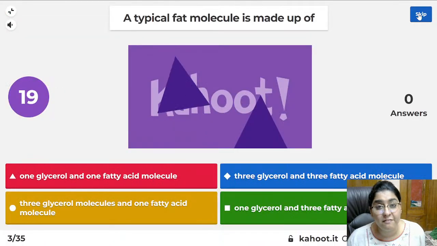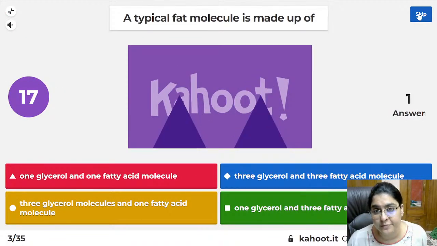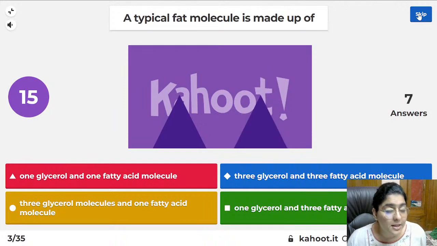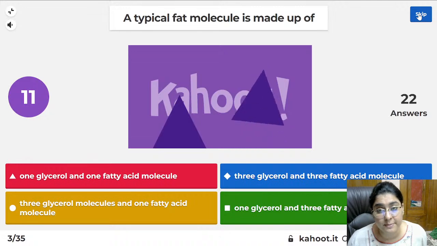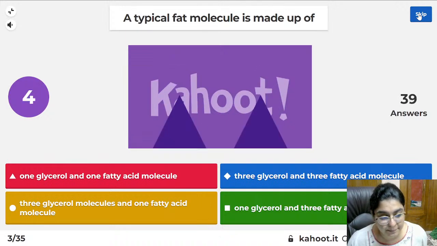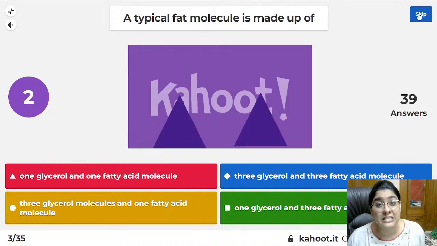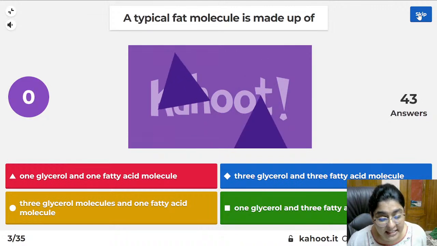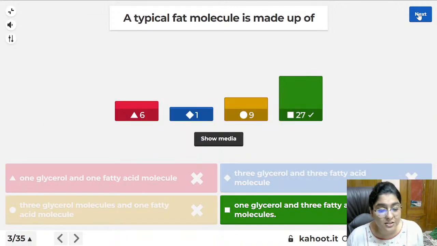A typical fat molecule. Fat is a lipid. We have different kinds of lipids. Simple lipid, a fatty acid is a simple lipid. A glycerol is a simple lipid. An oil is a simple lipid. Fats are also simple lipid. They are typically dash in nature. They are triglycerides. Glycerol with 3 fatty acids. So we have 1 glycerol and 3 fatty acids.